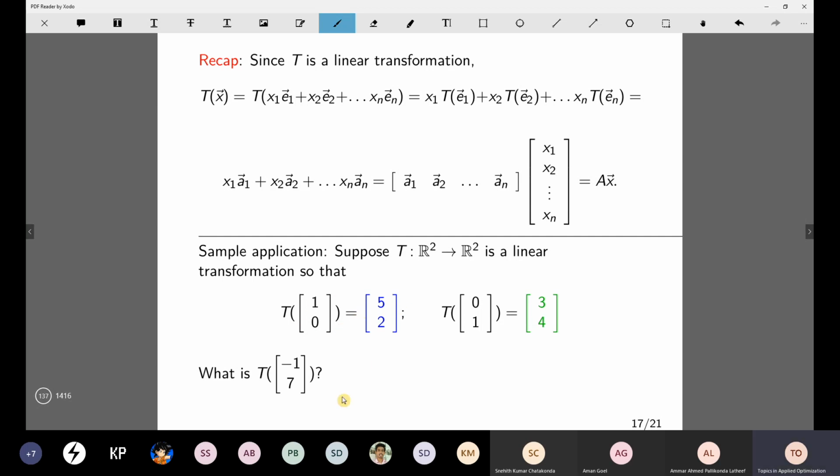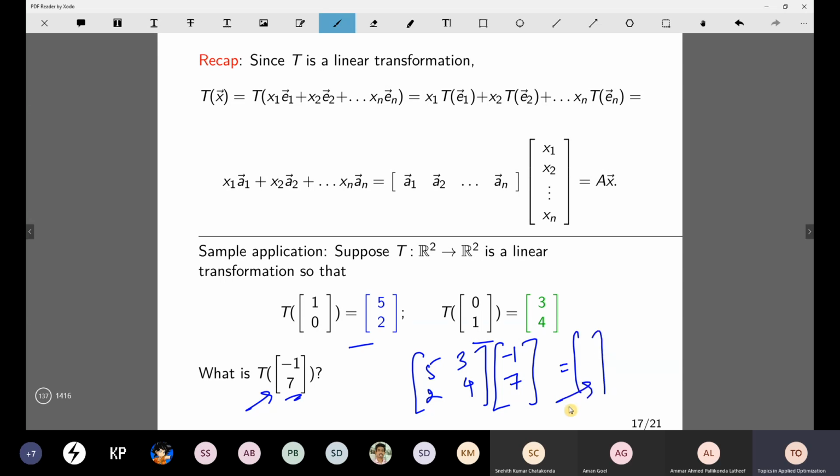Because then someone can ask, what is T of (-1, 7), right? Well, since this is a linear transformation and the action on these basis vectors is given to me, it's very easy, because I got the matrix of the transform, which is this. And then I just have to multiply with this vector (-1, 7). Then from there I get the required answer, right?